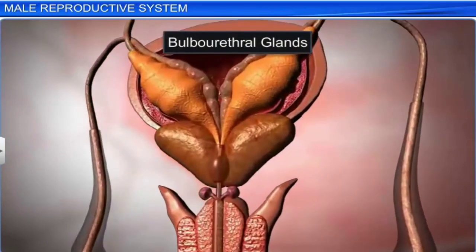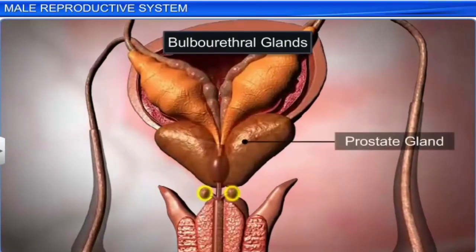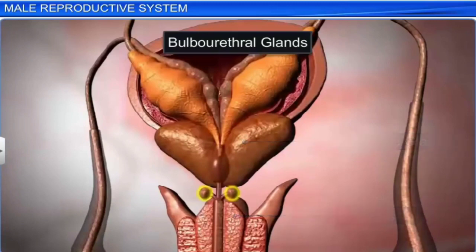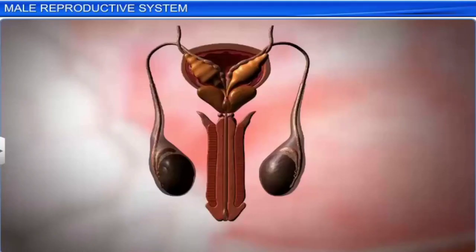The bulbourethral glands or Cowper's glands are pea-sized structures lying posterior to the prostate gland and at the base of the penis. Their secretions help in the lubrication of the penis. The external genitalia in males is called the penis. The penis is a copulatory organ and is covered by a loose sheath of skin.